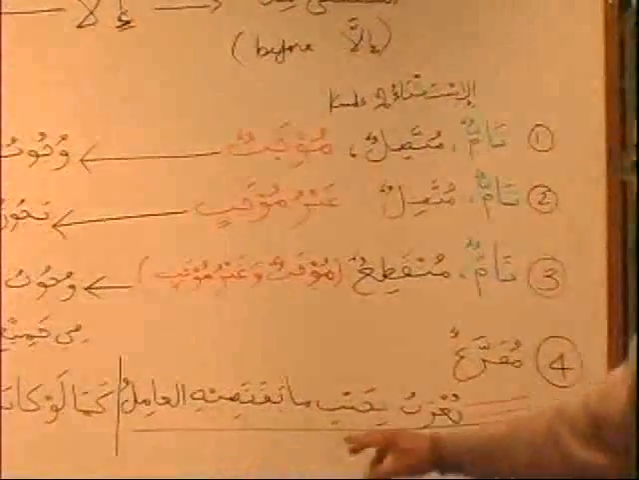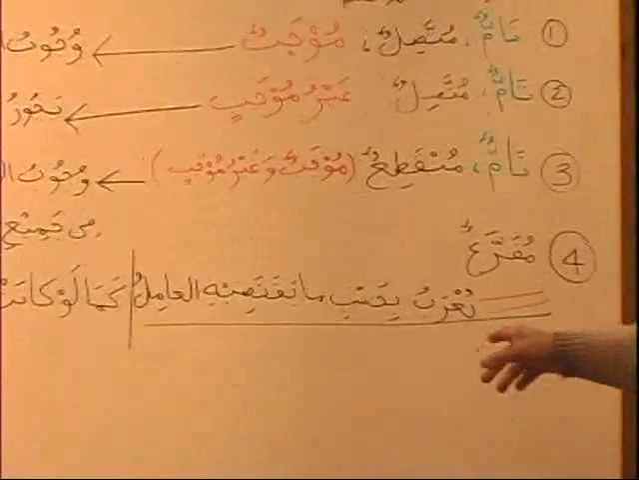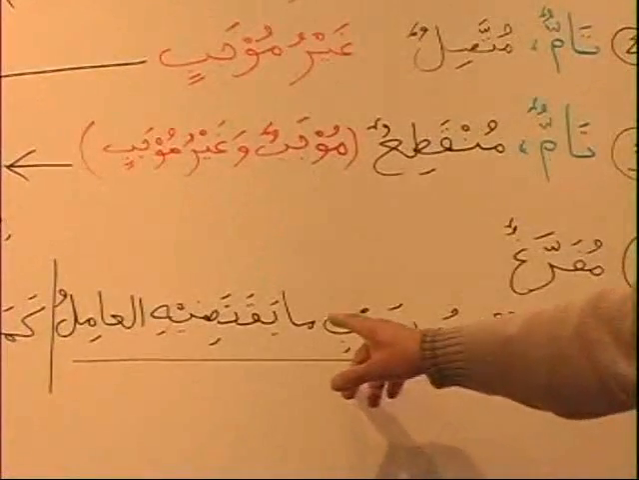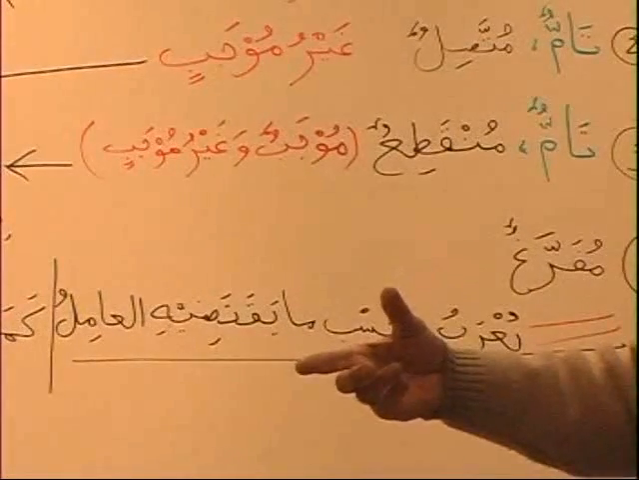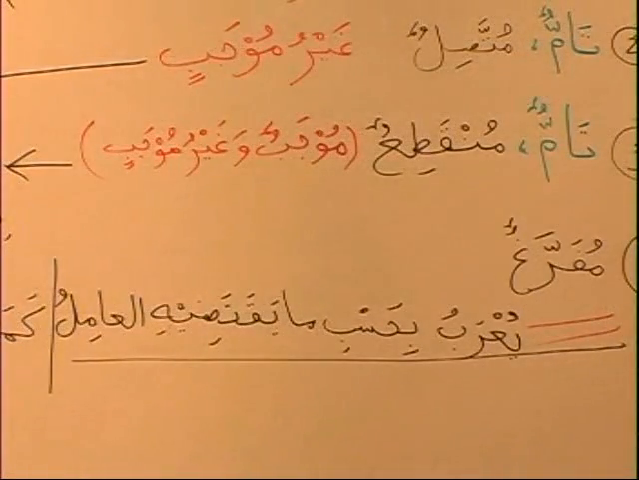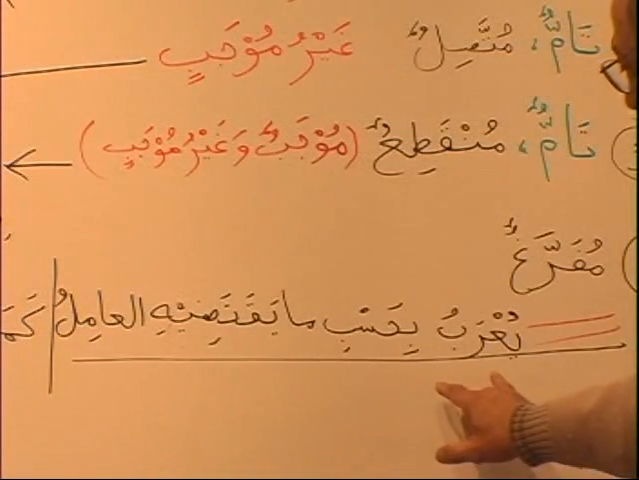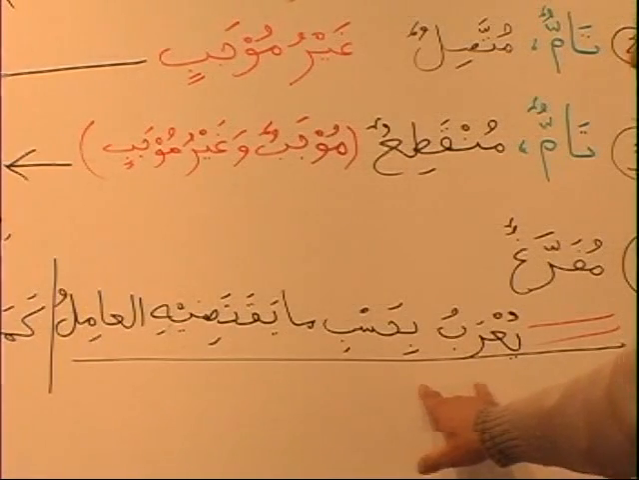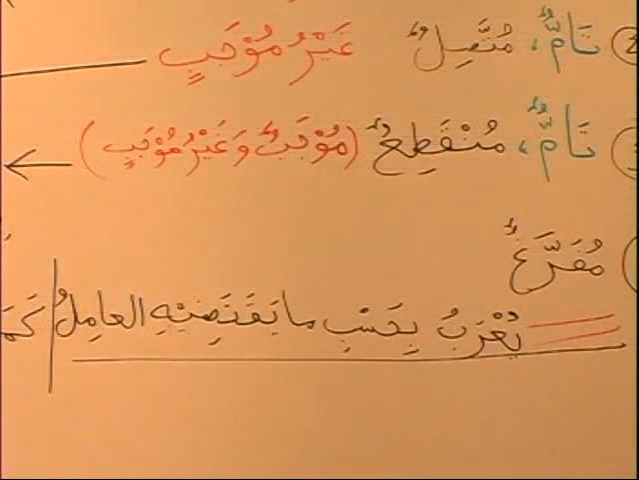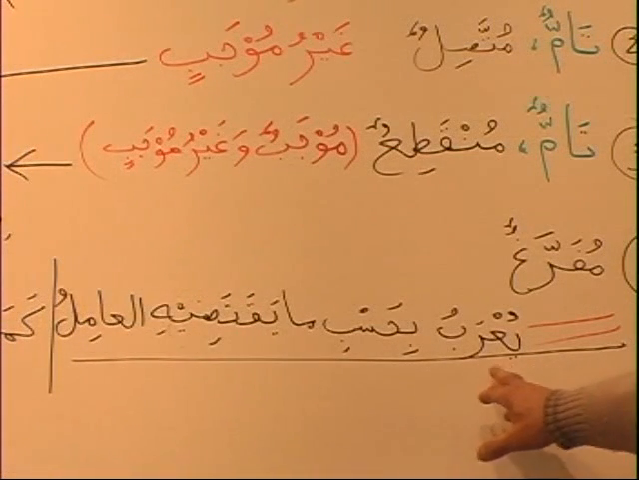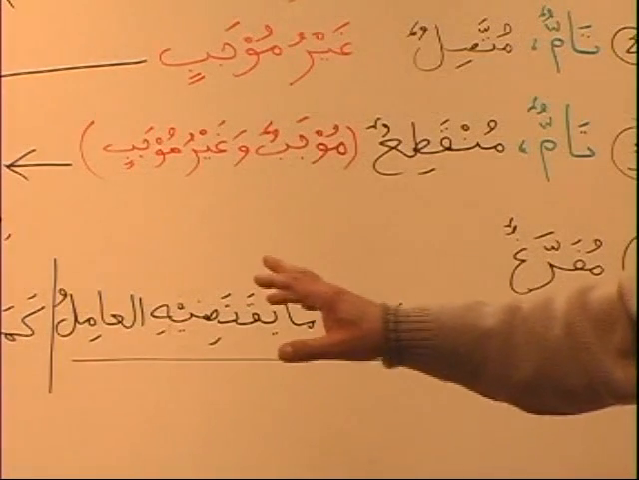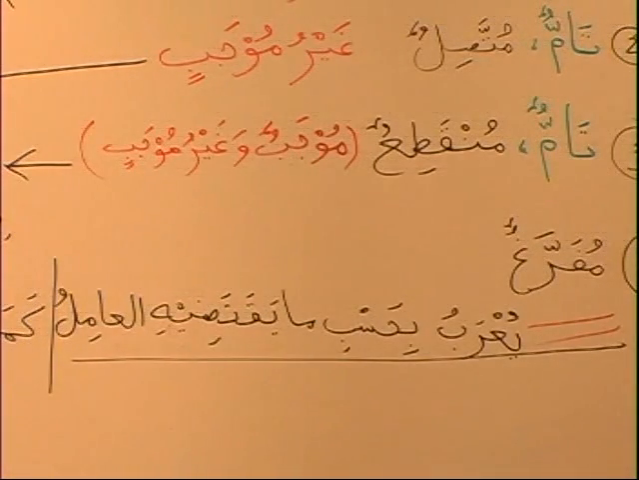Yu'rabu bihasbi. According to the context, you do the i'rab according to the context that it demands. You see, amil is normally a verb. Are you with me? We studied in lesson number one. Amil. So whatever the verb demands, you follow it. Okay? The English of this, Sister Maimuna, will be as the context requires. Are you with me? You will give the i'rab as the context requires. Are you with me, brothers and sisters?